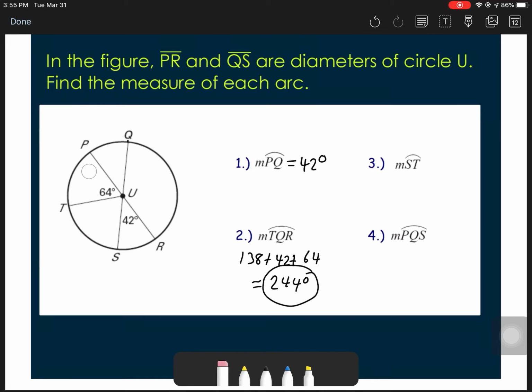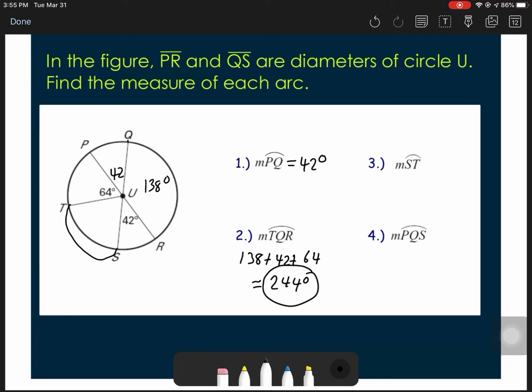I'll rewrite those angles that we had. 42, 138. For the measure of S to T, that is going from S to T right here. We always want to go the shortest distance, unless we're given 3 letters, then we have to follow that pattern. So we know 64, we know 42. We're just missing this angle right here.